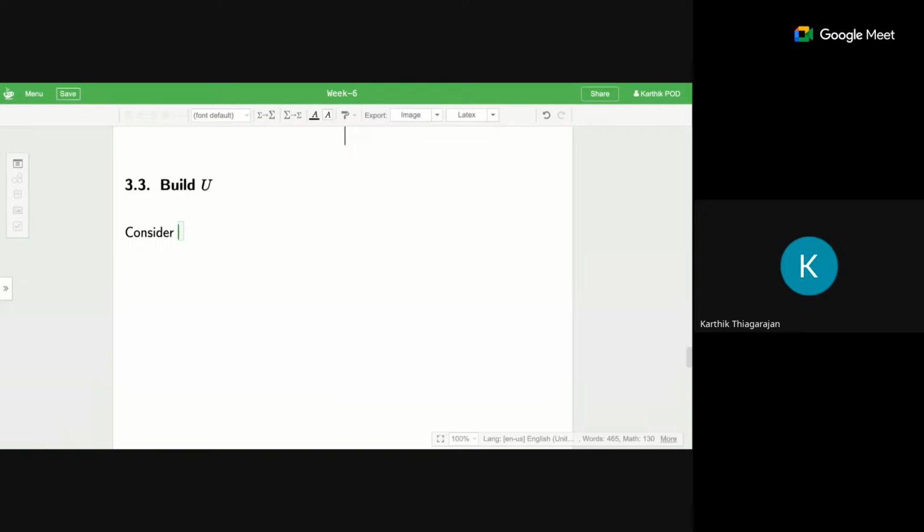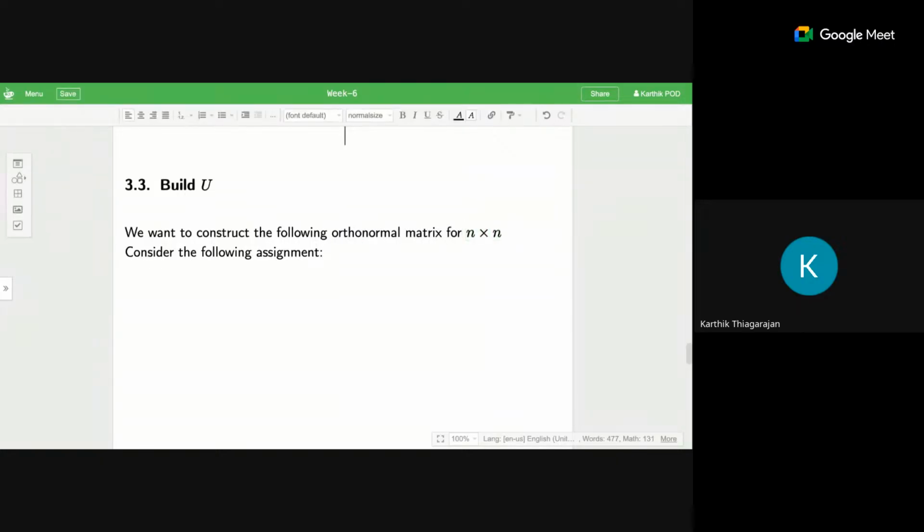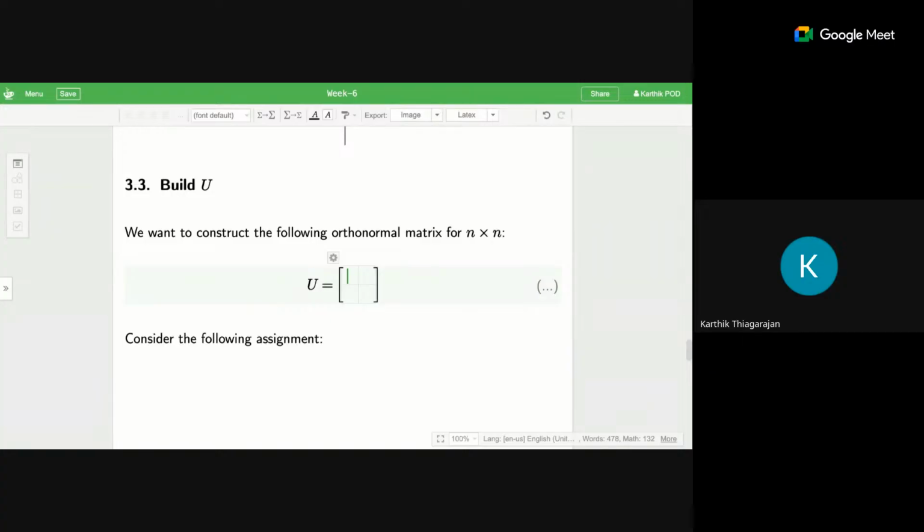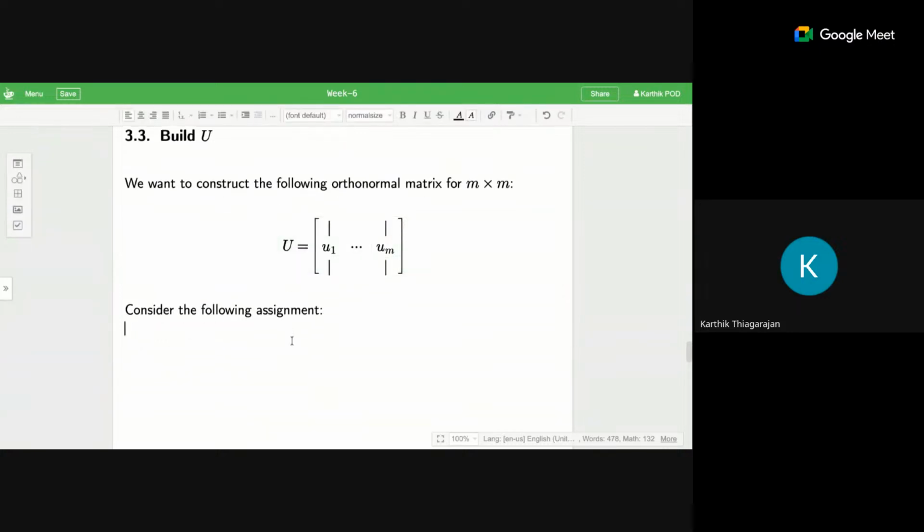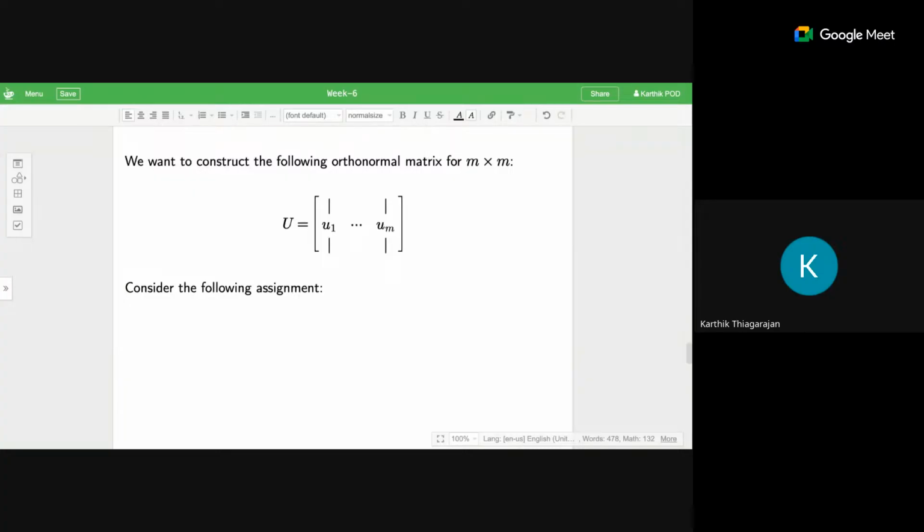Consider the following assignment. The elements of U, I'm going to call U1, U2, and so on. We want to construct an orthonormal matrix. What is U going to look like? Not n cross n, but m cross m. So the columns of U are going to be U1 to UM. This is what we are trying to construct, and these have to be orthonormal.